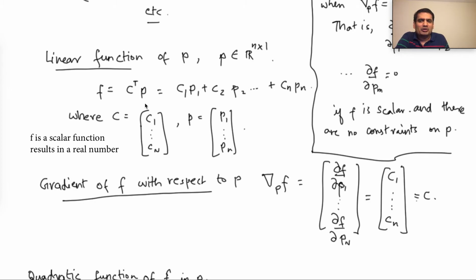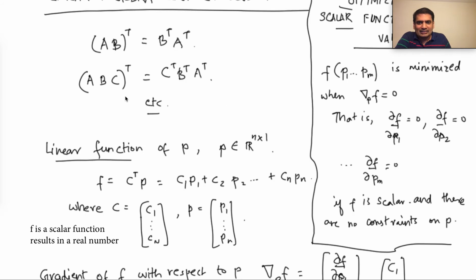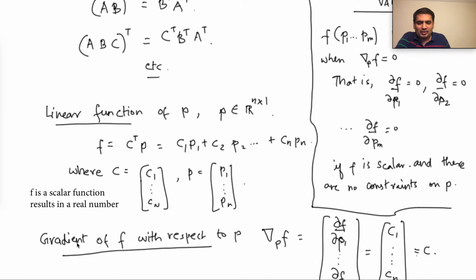Similarly, C transpose P with respect to P is C. Okay, it's not C transpose, it's actually C. That's super important because we're going to be taking the gradients of functions all the time in the proof in a minute, well, at least once.